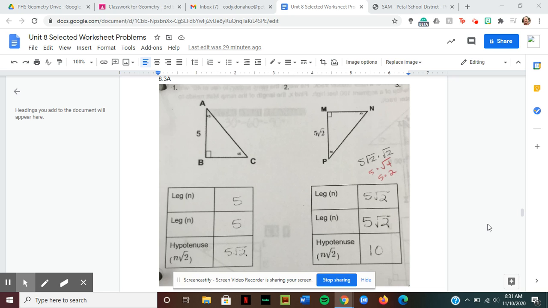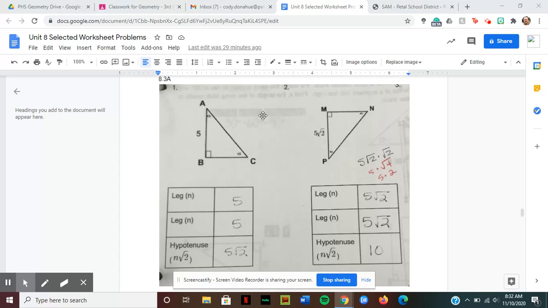So in 8.3, we're talking about special right triangles. The first one we're going to talk about is a 45-45 right triangle, which means that with this triangle, it's a right triangle, so obviously there's going to be a right angle, but the other two angles are going to be 45 degrees and 45 degrees.